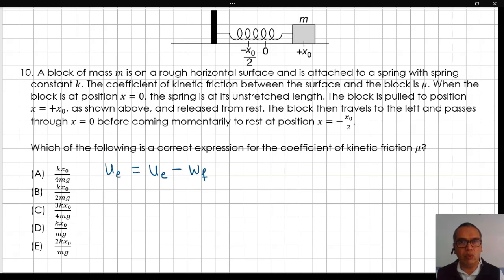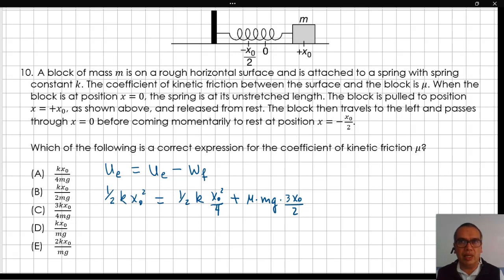On the left-hand side of the equation, we have 1/2 k x0 squared. On the right-hand side, we have 1/2 k x0 squared over 4 plus mu times mg times the total displacement, which is 3x0 over 2. The negative sign has changed to positive because of the cosine of 180 degrees between the force and displacement vectors.